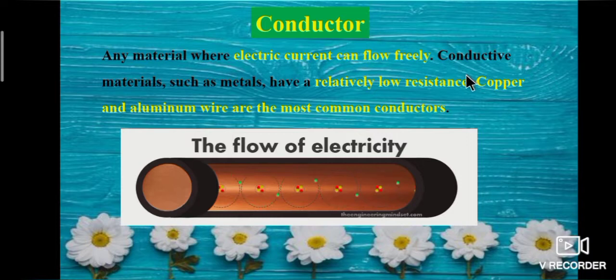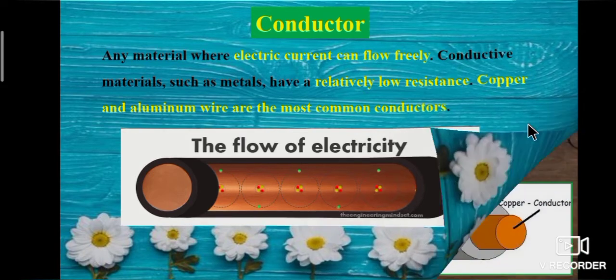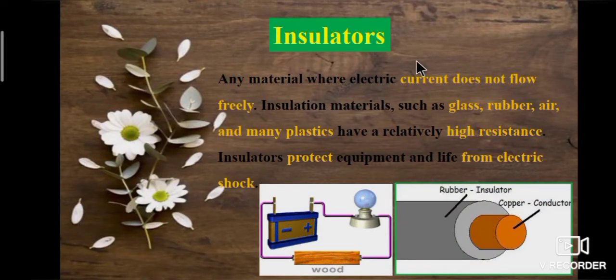So there is not much potential difference, that's why the resistance is low. Copper and aluminum wires are the most common conductors. Yes, we use copper and aluminum wires in our daily life. Second one, insulators.